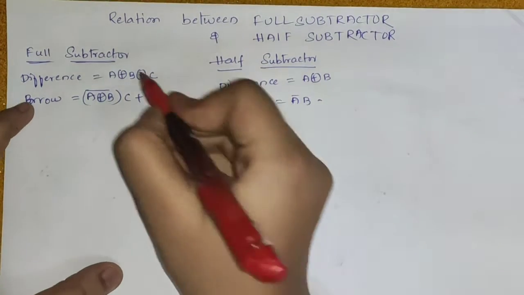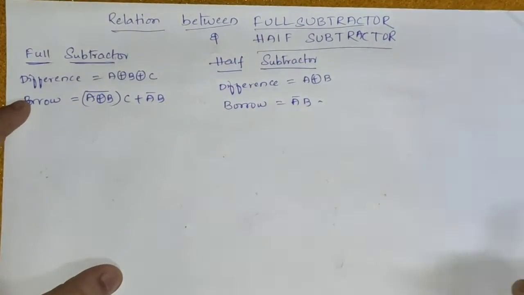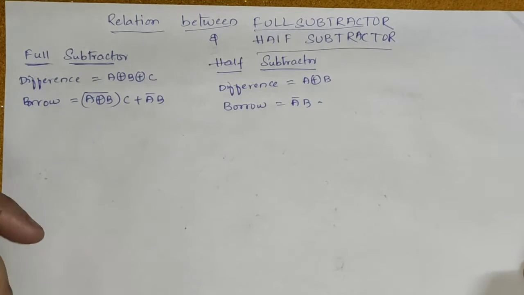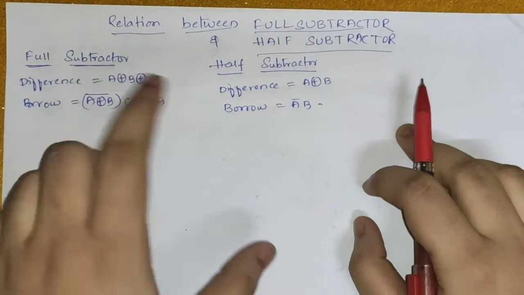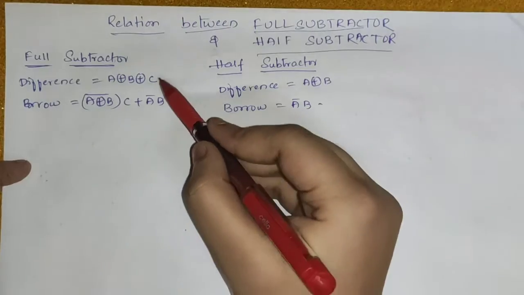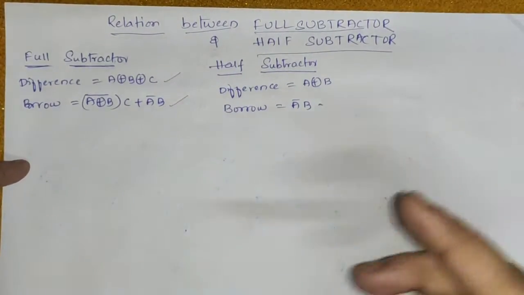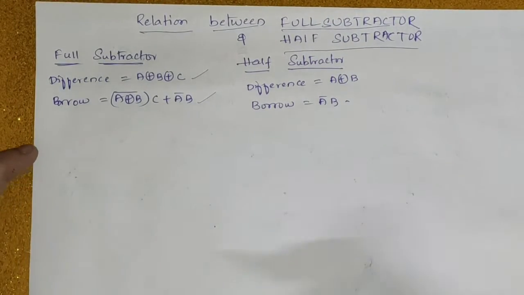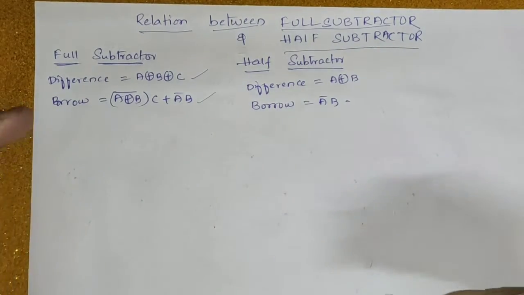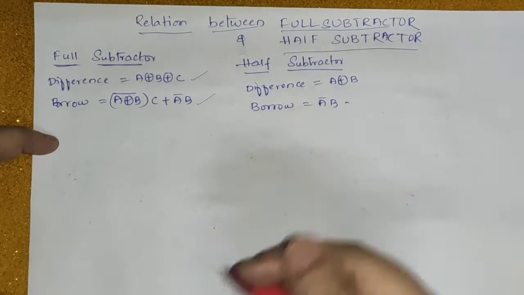Today we are going to discuss the relation between the full subtractor and the half subtractor. To know more about the full subtractor and half subtractor, you can go through our videos which I have uploaded in our channel. So today, to know the relation between the full subtractor and half subtractor, first we need to know the expression for the difference in full subtractor and half subtractor, and the expression for the borrow in full subtractor and half subtractor. To know the relation we need to draw the logical diagram for the full subtractor by using the half subtractor. So let's draw that.